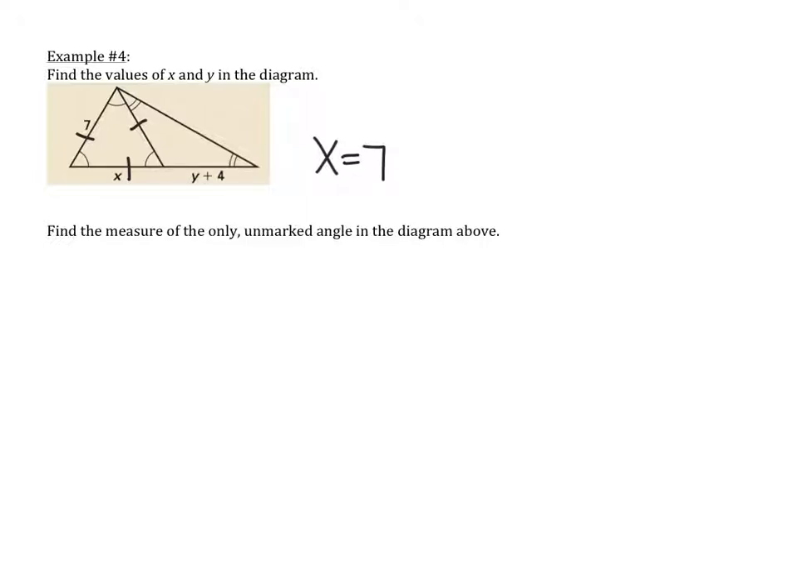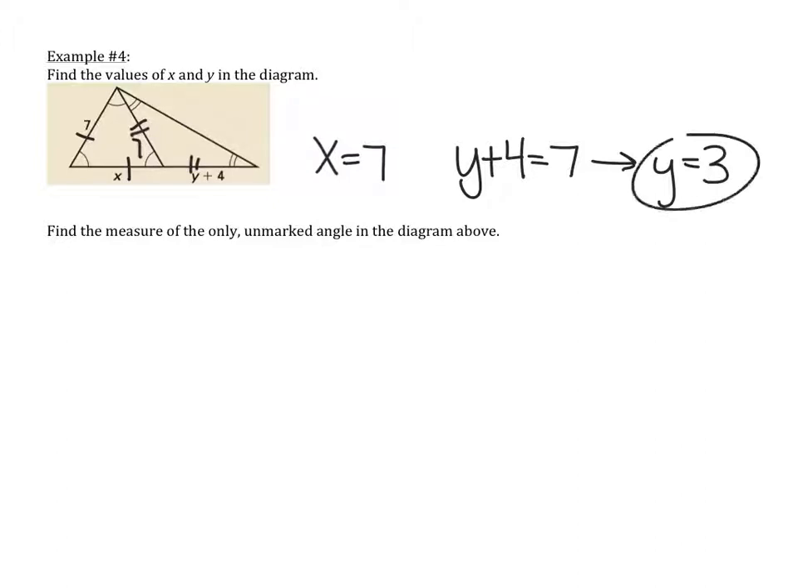Now on to finding y. So look at this triangle. You see that this angle is congruent to this angle. That means the sides opposite them are going to be congruent. So that means that this side is congruent to this side. We learned earlier that this side is 7 since all 3 sides over in this triangle are 7 units long. So if this is 7 units right here, then y plus 4 would have to equal 7. So therefore, y equals 3. So there's my 2 answers, x equals 7 and y equals 3.